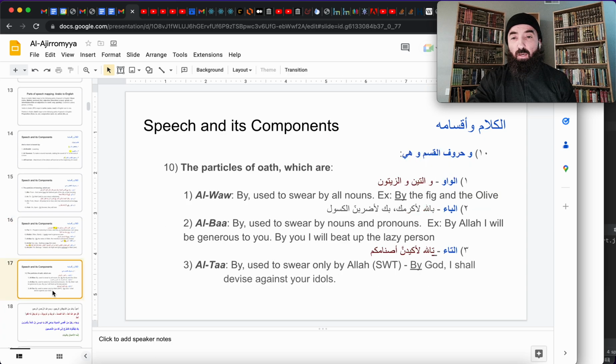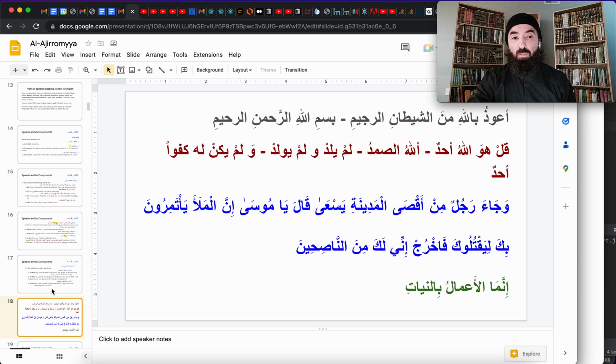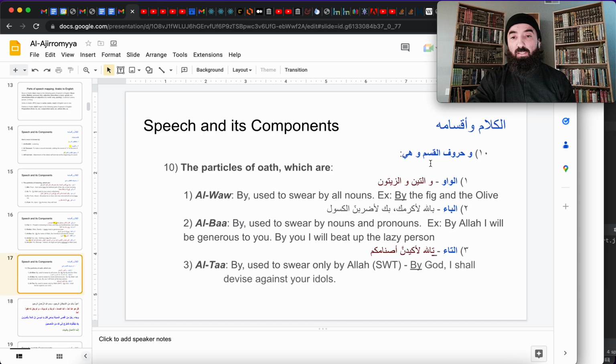So inshallah we'll conclude with huruf al-qasam. These are the last particles of khafd, or lowering, that the author mentions. What are the huruf al-qasam? These are the particles of oath. And they are al-waw. Waw is one of the particles of oath. And if any of these come before a word, you know that that word is a noun.